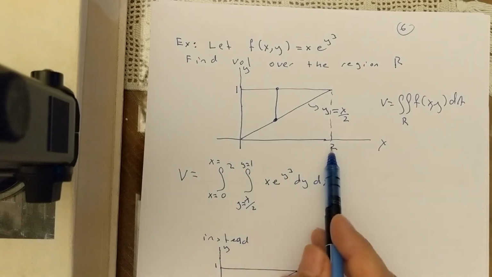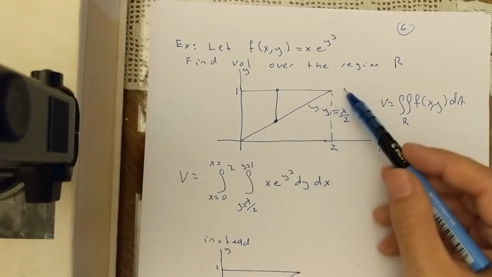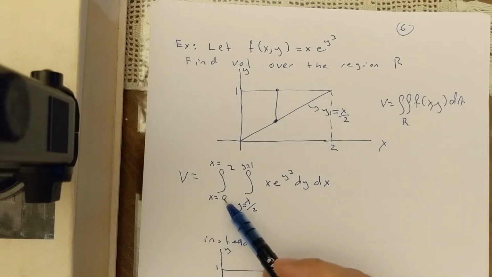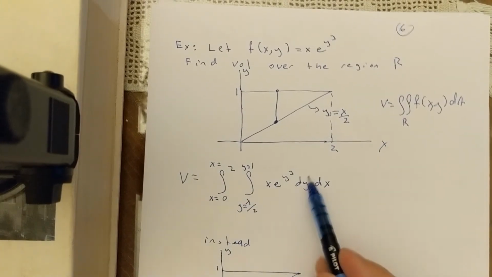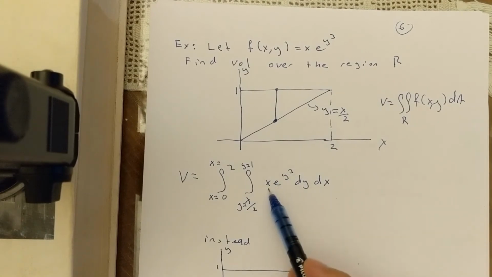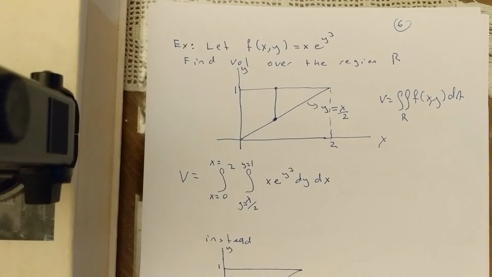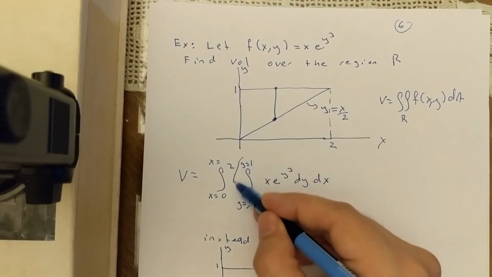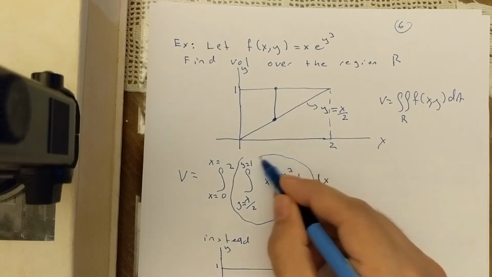They're going to intersect at 0 and 2, right? Because y equals x over 2. When y is equal to 1, x is equal to 2. So x ranges from 0 to 2. Then we have the function f of x, y, which was x times e to the y cubed. First dy, then dx. Which means we have to integrate this guy.